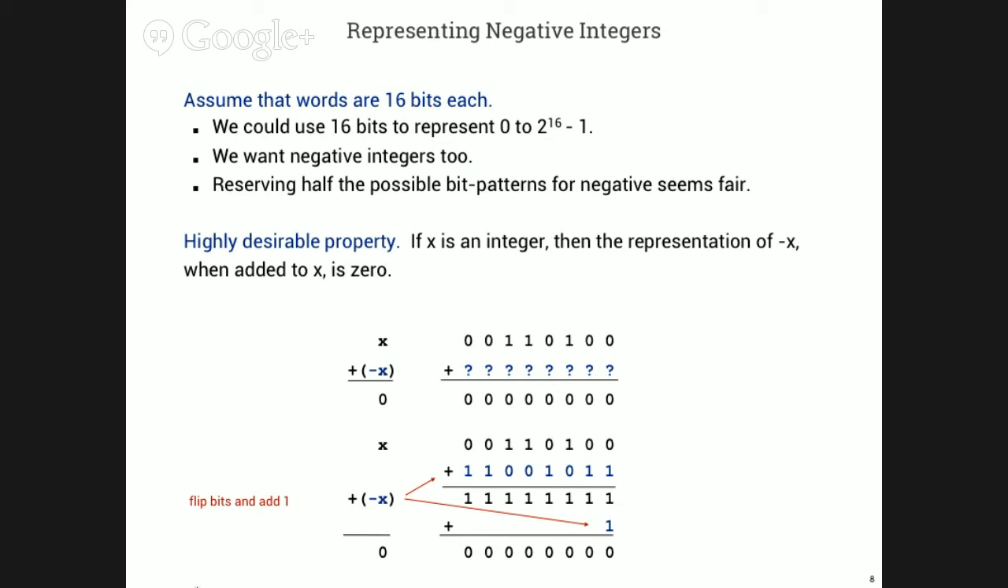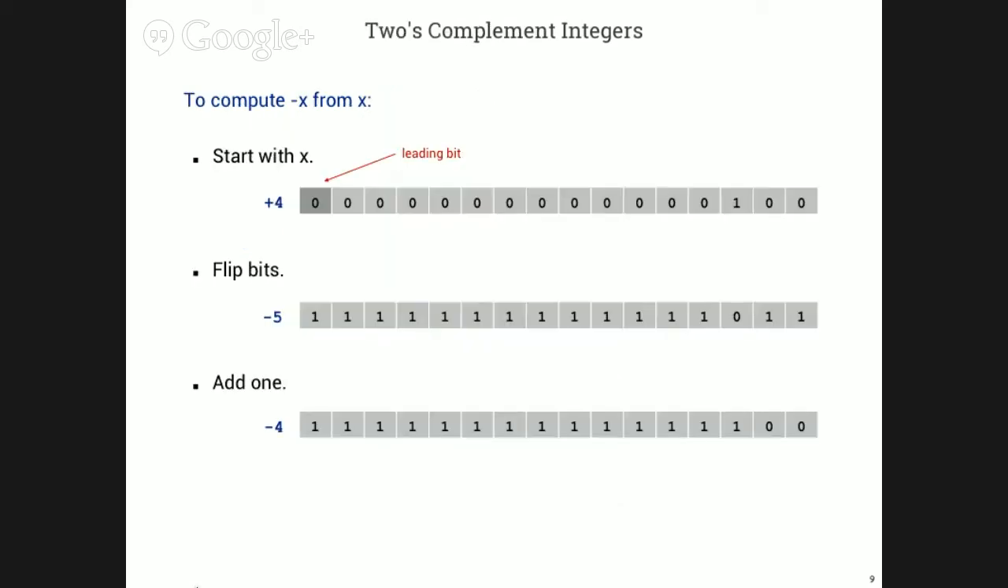So the formula for finding the negative representation of a number in a limited number of bits is: flip all the bits and add 1. And this works if you go from positive to negative and from negative to positive. Works both ways. So, how do you compute minus x from x? You start with x, and here is the leading bit. It happens to be a 0, which is to us an indication that it's a positive number. We flip all the bits, so plus 4 turned into minus 5, and we add 1, get minus 4. It's a simple formula. It's a simple scheme, and it has a name. It's called 2's complement.